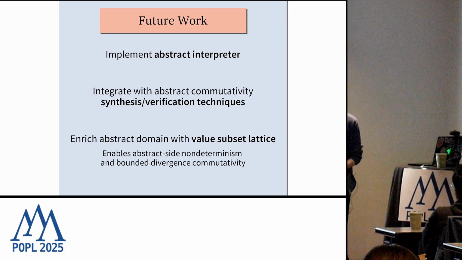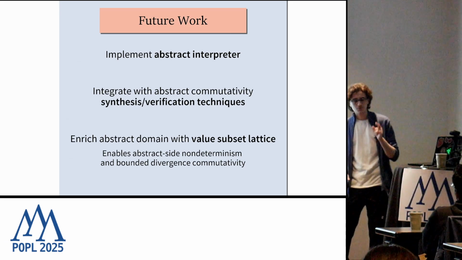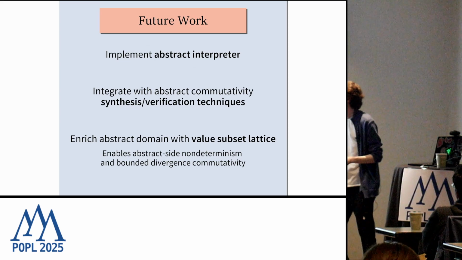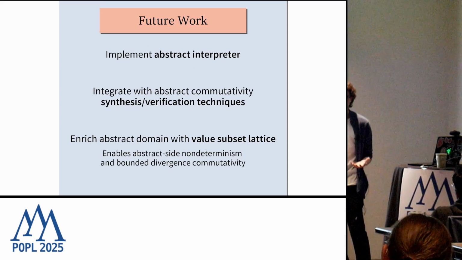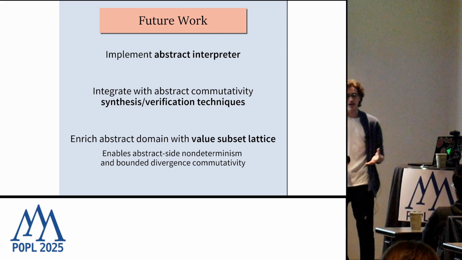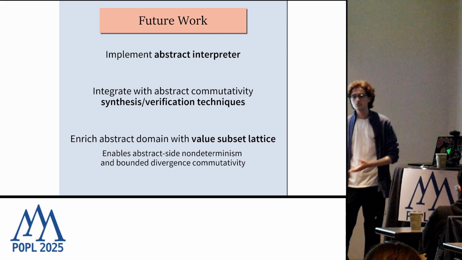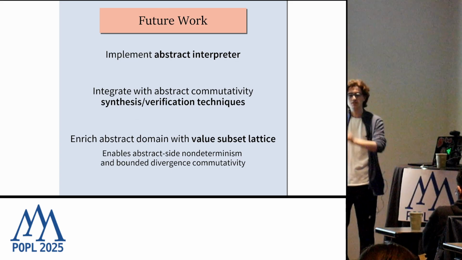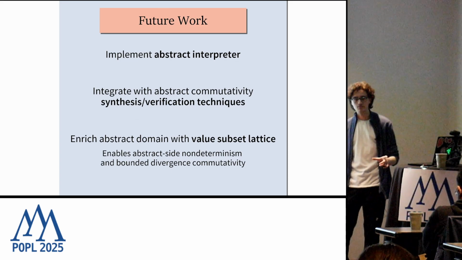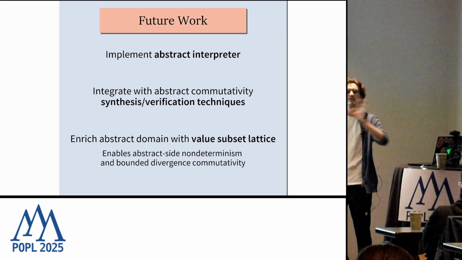And finally, and this gets back into what Alexandra was asking before, we'd like to try enriching our abstract domain to have a lattice of sets of abstract values. This would allow our abstract programs to also be non-deterministic, and it would allow our concrete programs, if they're non-deterministic in a way that yields non-observationally equivalent outcomes, we don't completely lose our precision.